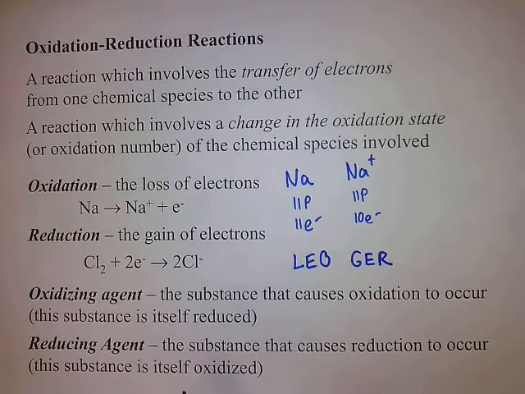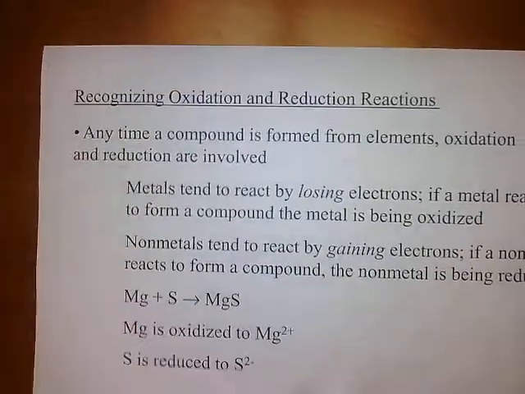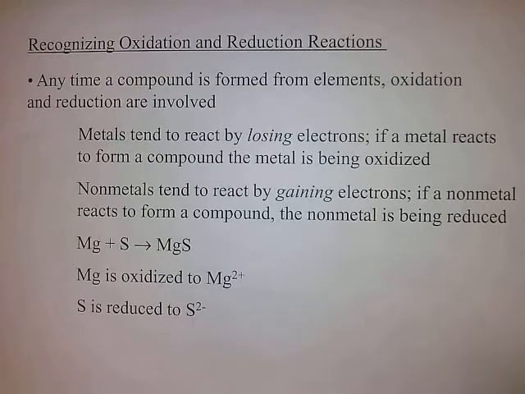And the reducing agent is the substance that causes reduction to occur, and that's going to be the substance that is itself oxidized. So let's talk about how you would recognize oxidation and reduction reactions. All right. So anytime a compound is formed from elements, doesn't matter what type of compound, ionic or covalent, if a compound is formed from the elements, oxidation and reduction are involved.